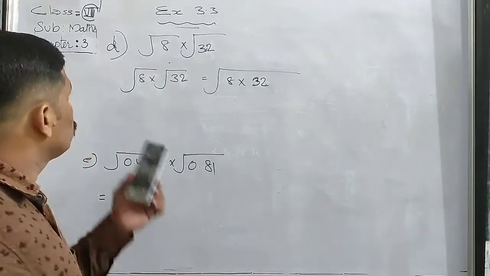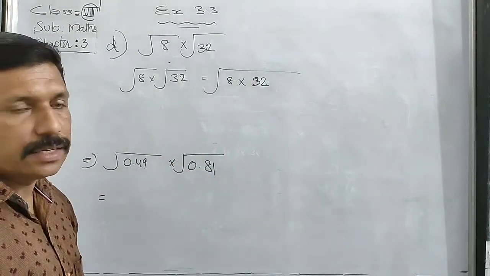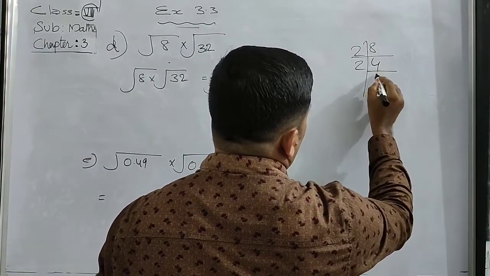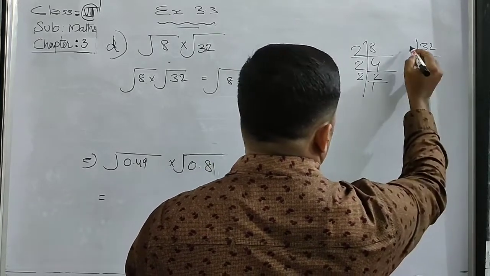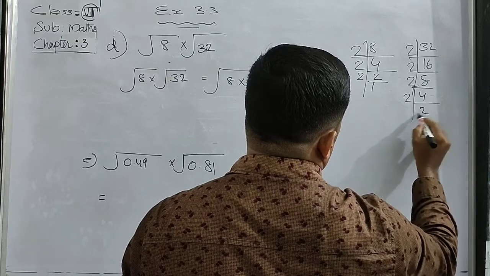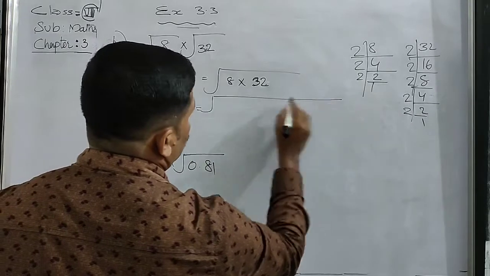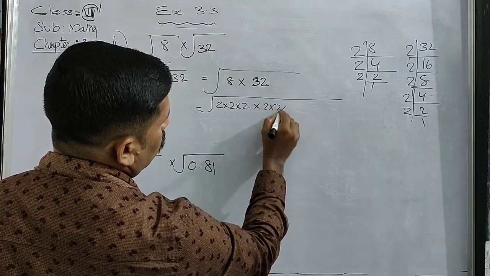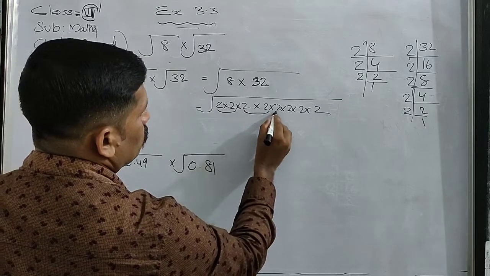Students, now we move to the next question. Question number D. Root 8 into root 32. Here we have to calculate the root of this 8 and 32. First of all, we factorize 8 divided by 2. 2 4's are 8, 2 2's are 4 and 2 1's. And here 32 we write 2 16, 2 8 and 2 4 and 2 2 and 2 1. Okay. So here after that we write all the factors. Factors of 8: 2 into 2 into 2, and 32 factors: 2 into 2 into 2 into 2 into 2. These are the factors. Next we group each factors.